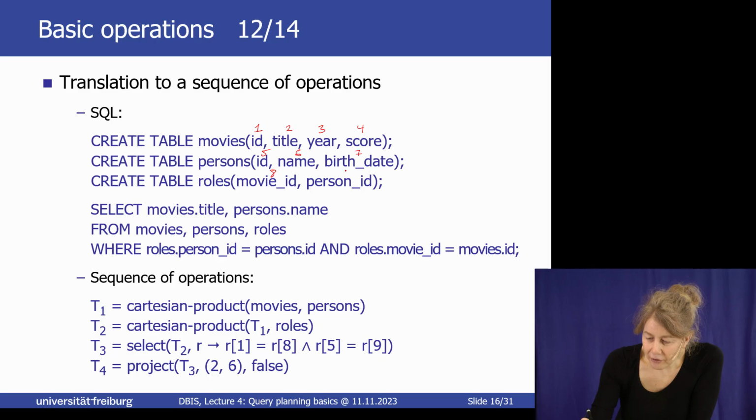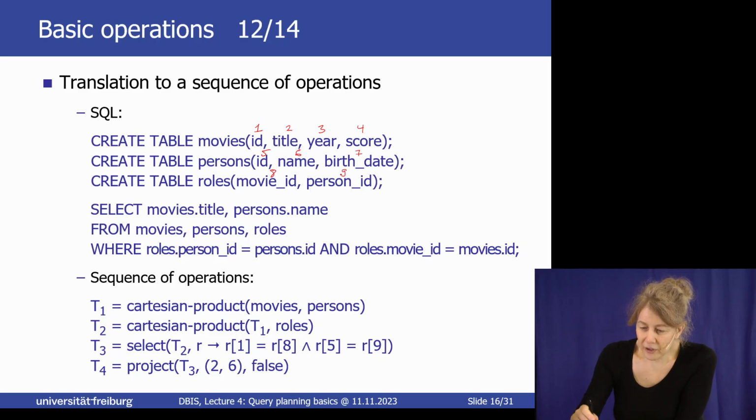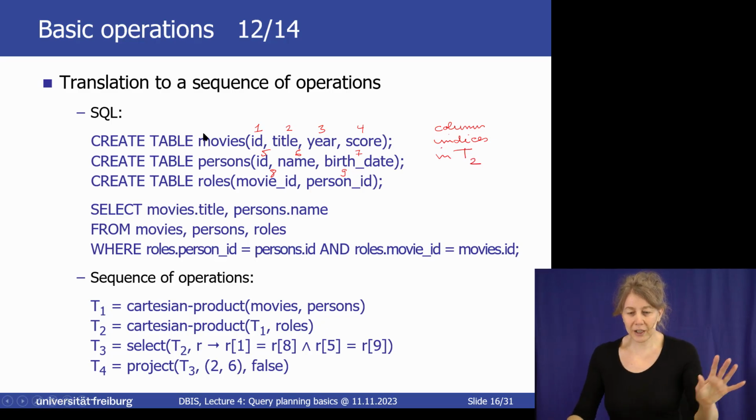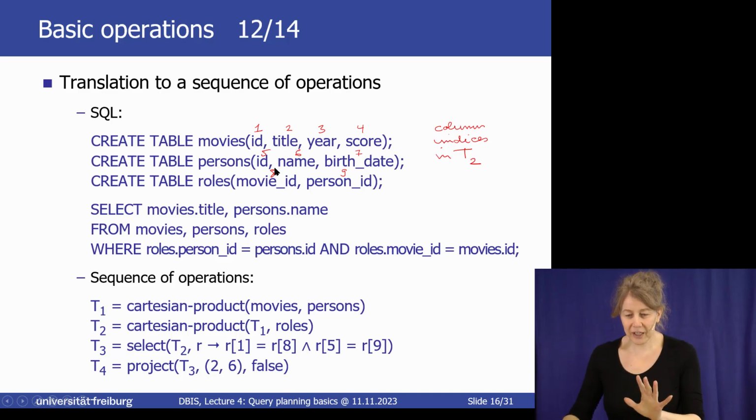And while I'm writing, you can already look at the sequence. So this is the column indices in T2, right? When I have the Cartesian product of all 3, I'd first take movies and persons. I just put the columns side by side and then the roles. And now I'm saying R1 is equal to R8.